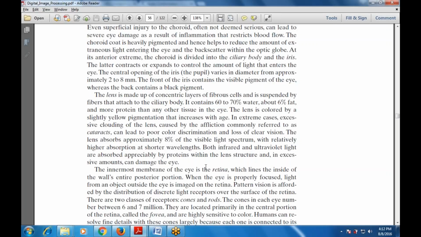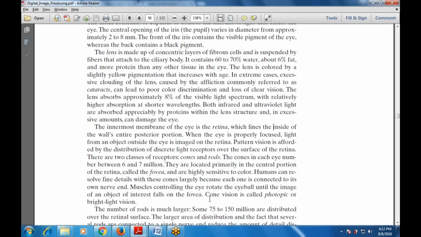Now the innermost membrane of the eye is the retina, which lines the inside of the posterior wall portion. When the eye is properly focused, light from an object is imaged on the retina. There are two types of receptors, cones and rods. The cones in each eye number between 6 and 7 million. They are located in the center portion of the retina known as the fovea, and are also sensitive to color.